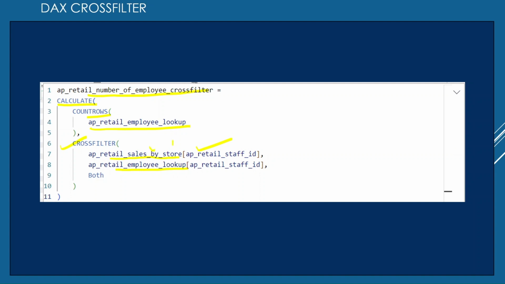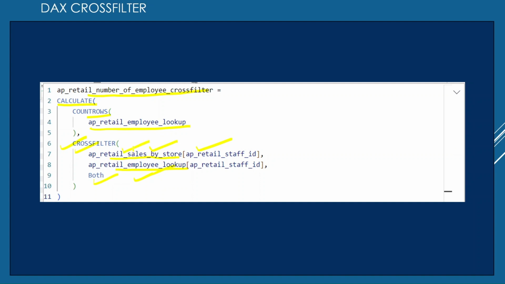So the first argument, or first column name, comes from the many side of the relationship, and the second column name comes from the one side of the one-to-many relationship, and the direction is both. We want a bidirectional relationship. Now here, with the help of the CROSSFILTER function, a relationship has been created from the AP employee lookup table to the AP calendar lookup table, because the AP calendar lookup table has a relationship with this table as well.